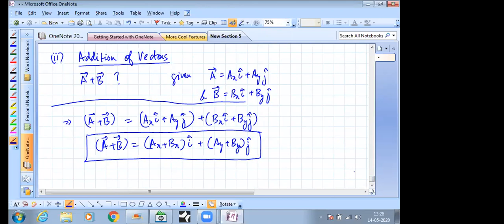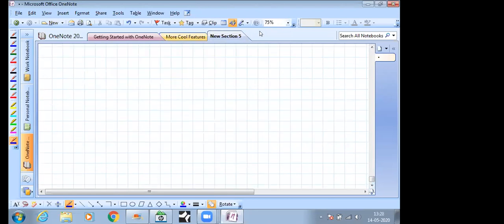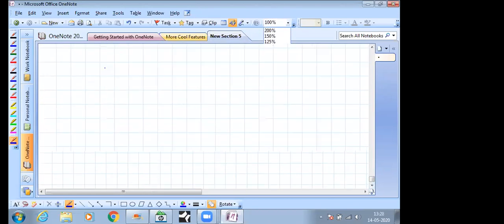So this is a very useful way of doing the sum of vectors. Okay. So it's pretty obvious. Okay. Now, for example, if I have a direct question like this, that two vectors are given to me.